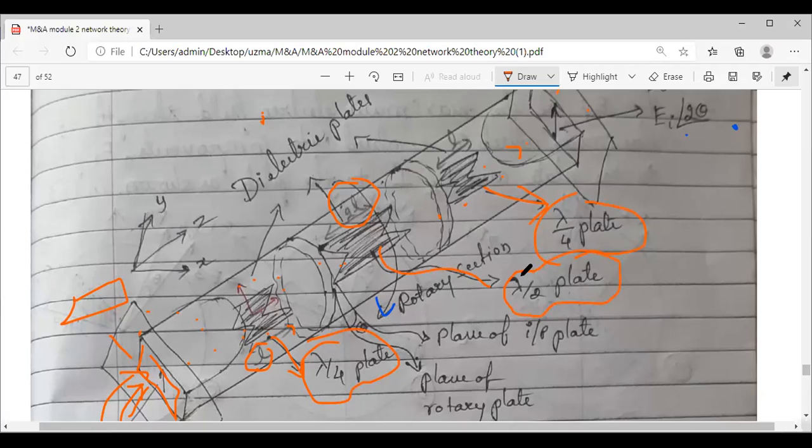Still I'm not into the operation, how the things take place. I'm just giving you the highlights of the construction and what are the components inside this phase shifter. What all is left? You can see, talking about the input.